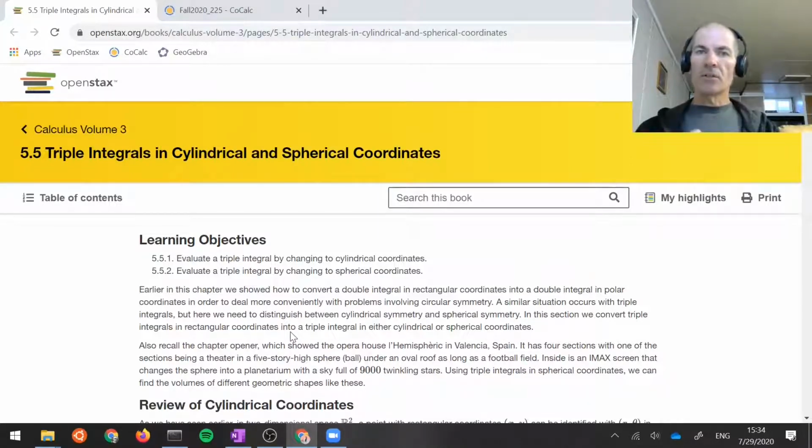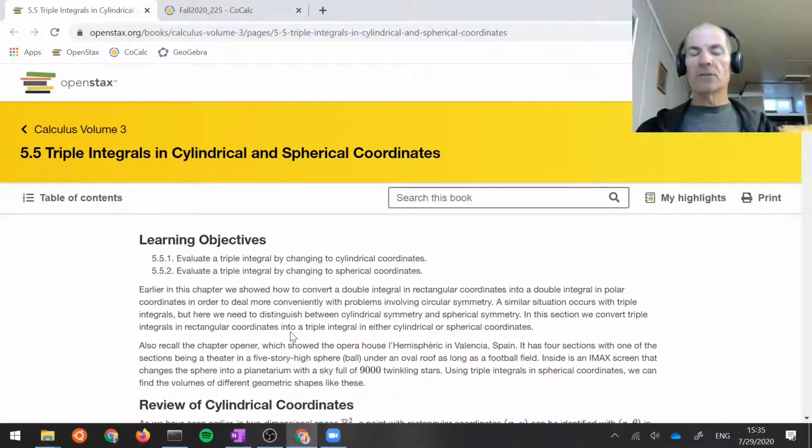These are not the only coordinate systems that we encounter in applications, but they're certainly the most common. Rectangular, cylindrical, spherical are the most common coordinate systems. That's why we focus on them here in this textbook. The goals for this particular section are relatively straightforward. We need to be able to evaluate triple integrals in cylindrical coordinates and evaluate triple integrals in spherical coordinates.